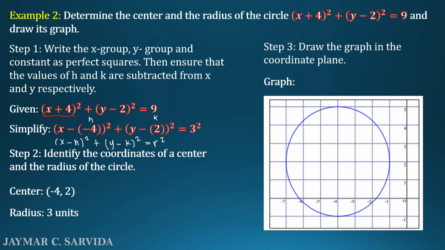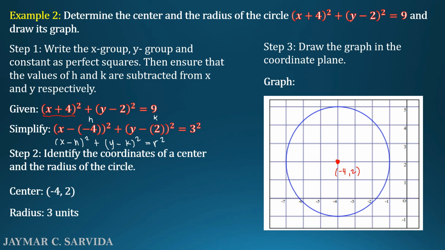Palitan ko yung aking pen. Negative 4, 2. Okay, so negative 4 yung ating x. So 1, negative 1, negative 2, negative 3, negative 4. And then ang ating y ay positive 2. So dito yung center ng ating circle. Okay, dito yung negative 4 at 2.